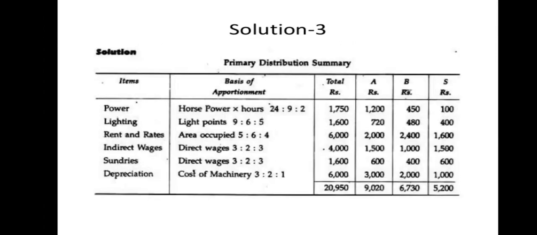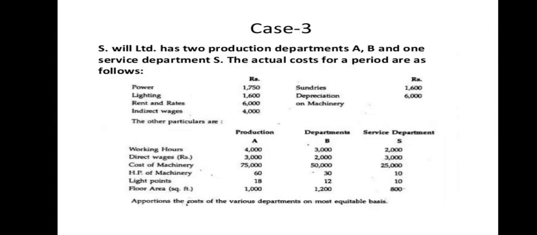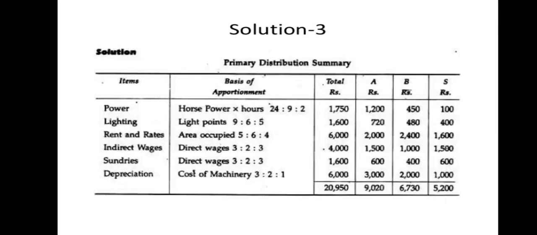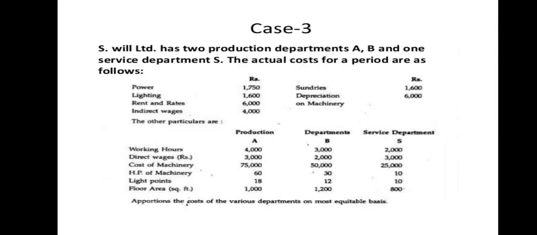Next, indirect wages. So indirect wages are based on direct wages. 3000 is to 2000 is to 3000. That will be 3 is to 2 is to 3. Next, sundries are based on wages. Again 3 is to 2 is to 3. Depreciation based on the cost of the machine. 75,000, 50,000, 25,000. That will be 3 is to 2 is to 1. So this is the apportionment.